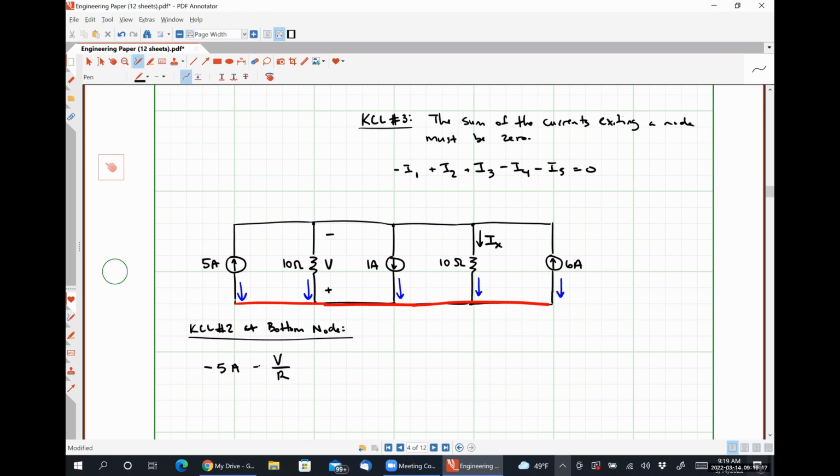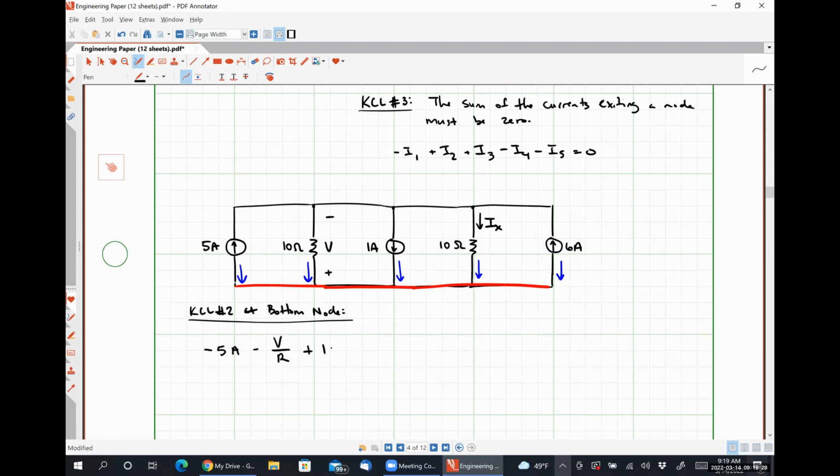Devarier, what do I do with the 1 amp source? Leave it as is, plus 1 amp. Let's move along. Seth, what do I do about that second 10 ohm resistor? Sure, we can do that, negative V over R. Alternatively, we could express that as simply the current IX. Either way works.